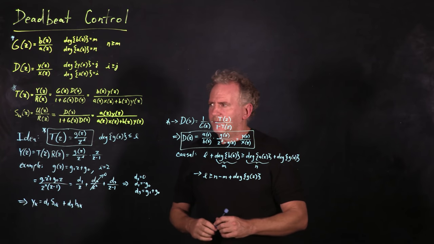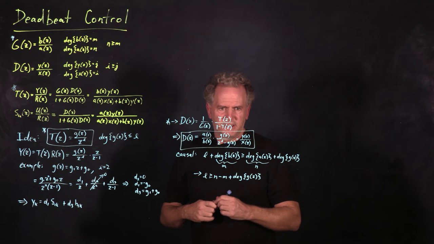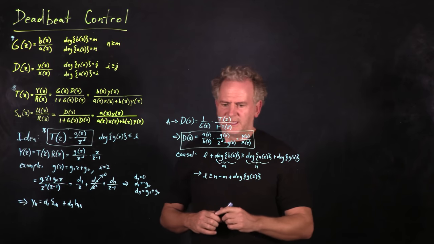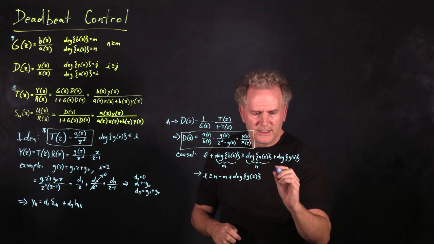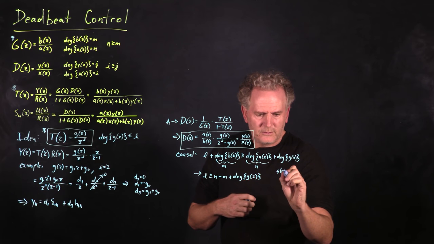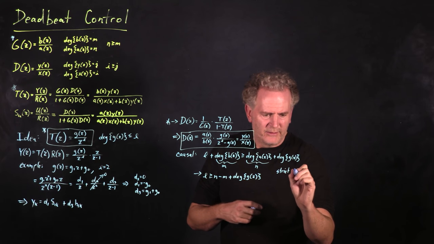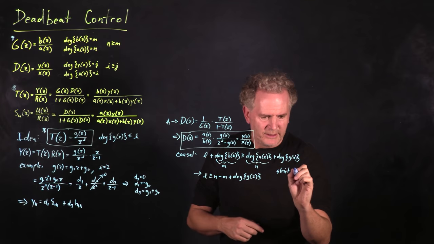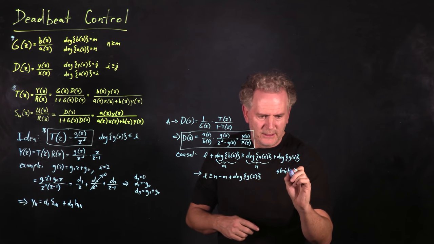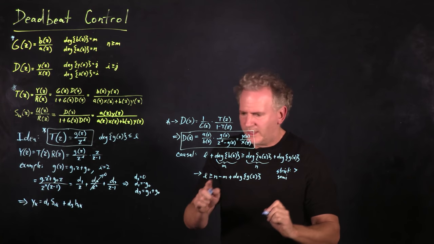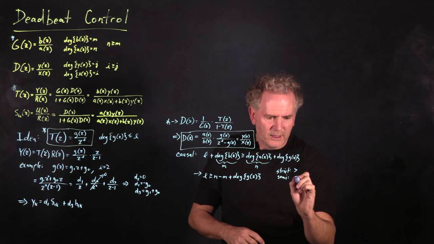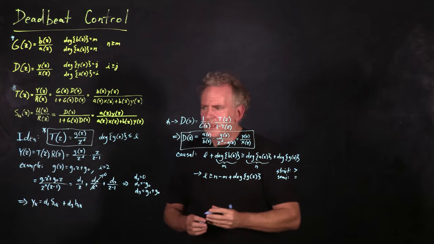Okay, so that's something that we're going to need for causality. So strict causality is going to have a greater than sign right there. If we want to make it semi-causal, we'll have an equal sign there. And so we'll choose the equal sign.